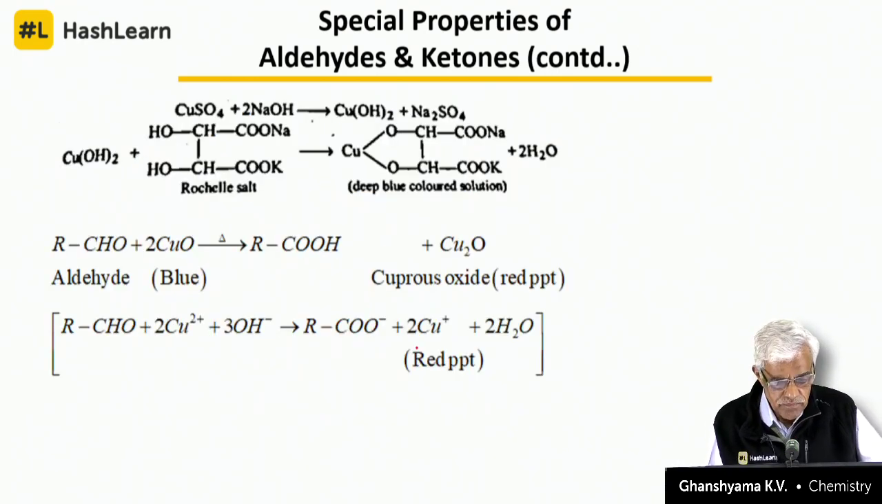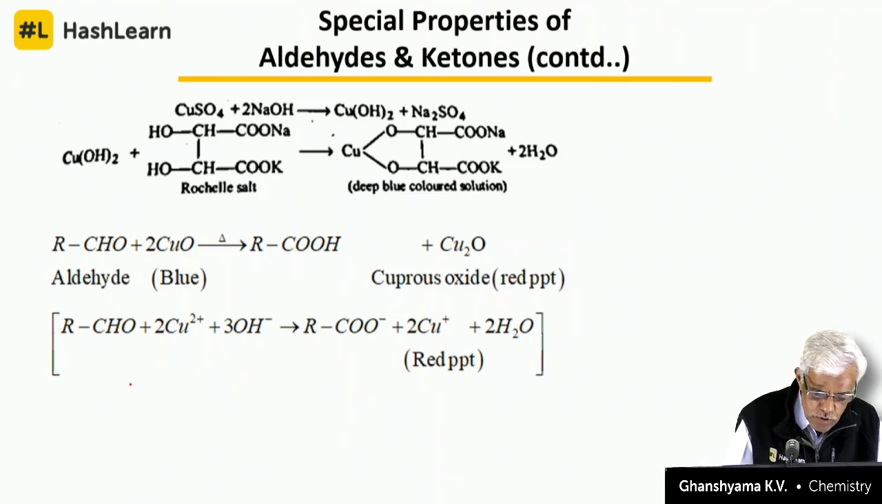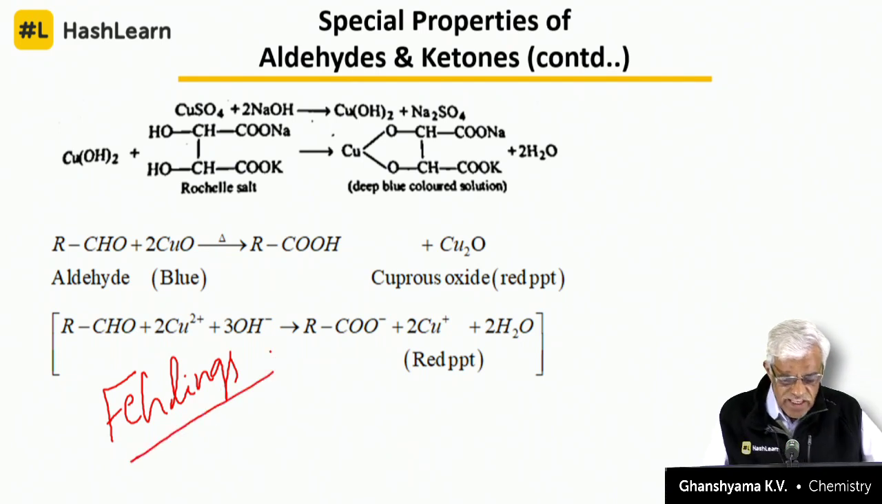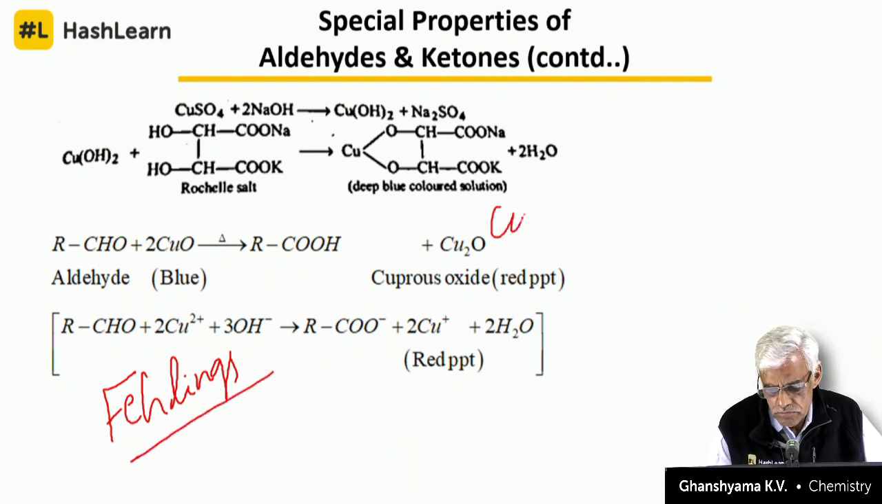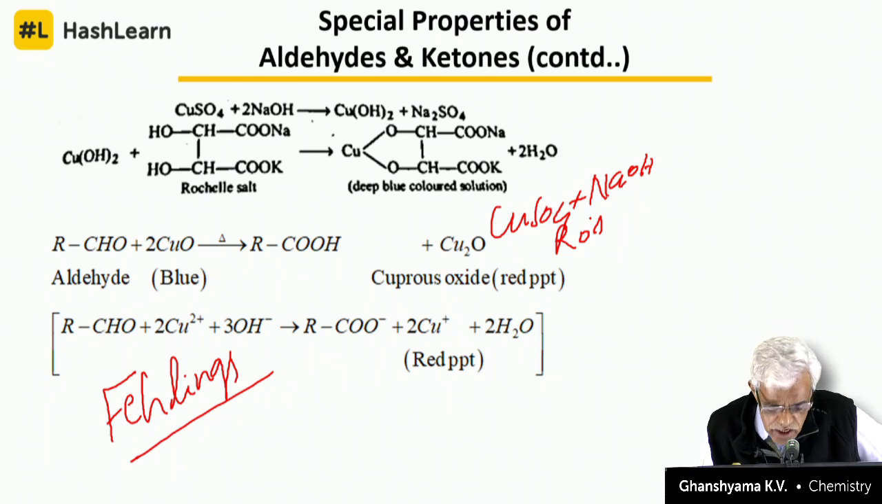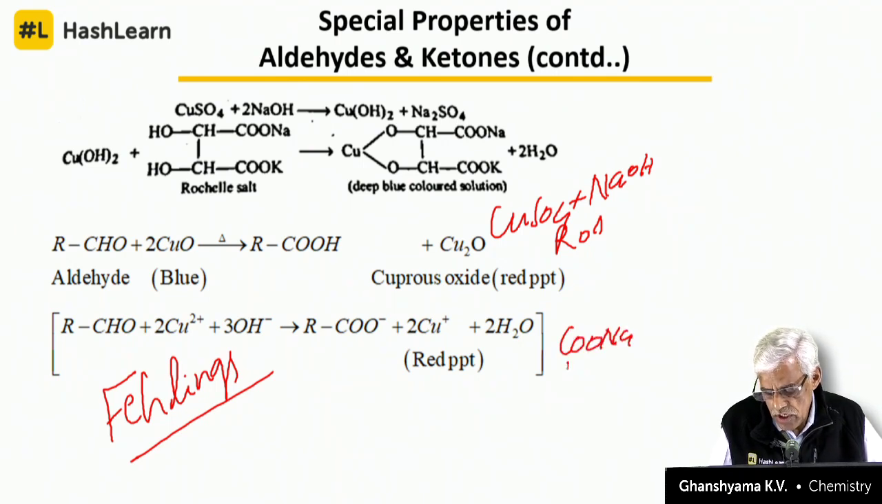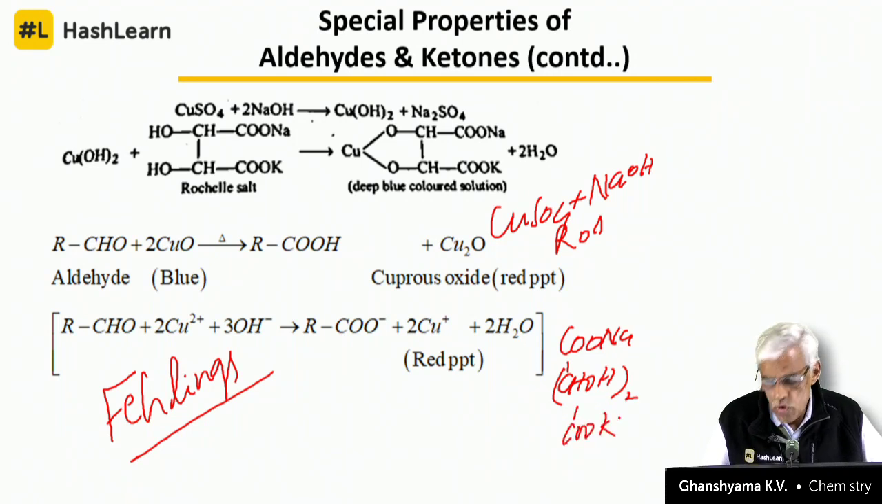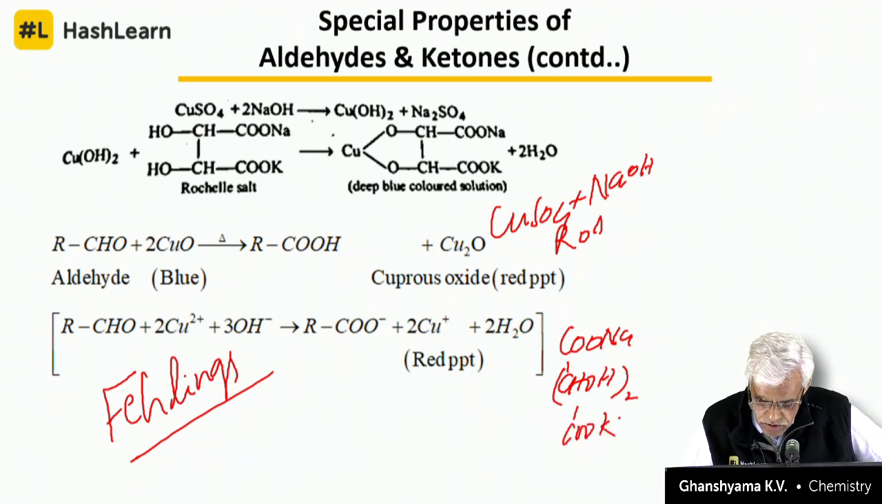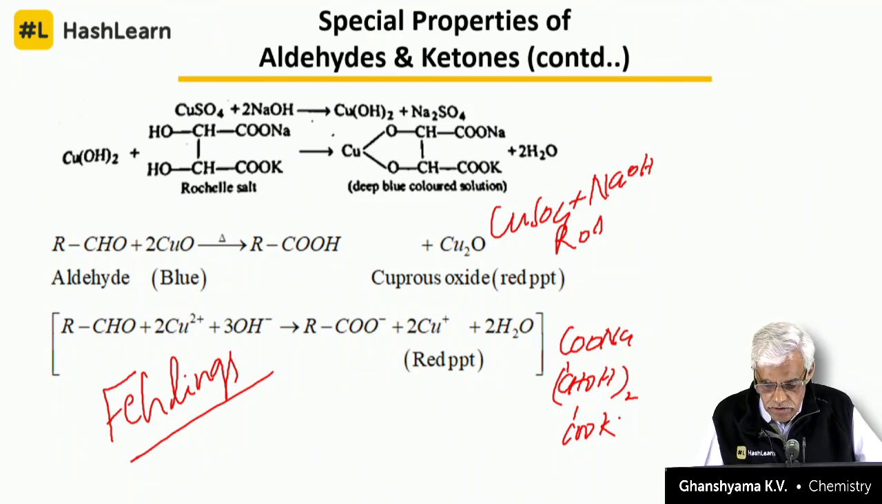Okay, right. The next one is Fehling solution. Fehling solution is copper sulphate plus sodium hydroxide plus Rochelle salt. Rochelle salt is sodium potassium tartrate. Sodium potassium tartrate, that is COONa, CHOH twice, COOK. This is sodium potassium tartrate.